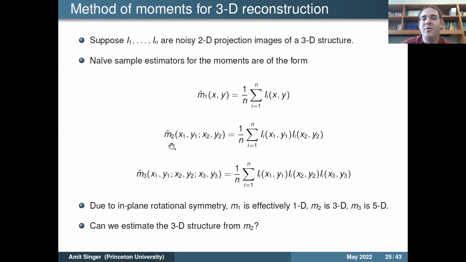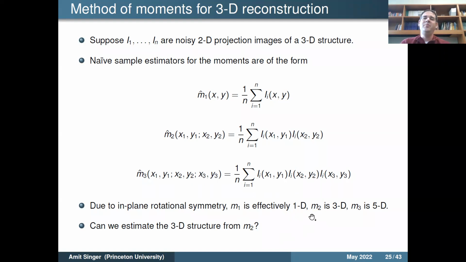The same goes here. The second order moment only depends on the 2 radii of the pixels and the angle between them. So it's effectively 3-dimensional, and similarly, this is going to be 5-dimensional. So now you ask yourself, if the second order moment is 3-dimensional, does it contain enough information to estimate the 3D structure? Because the number of parameters that we have is just about right.